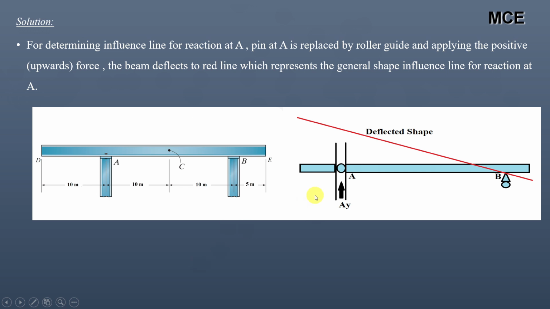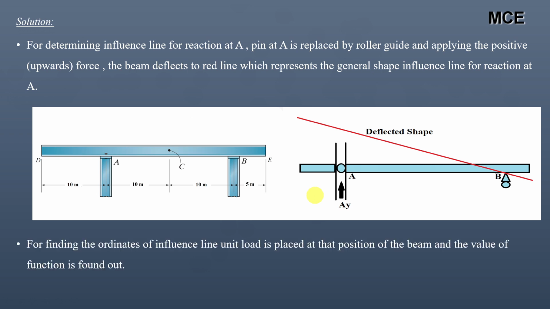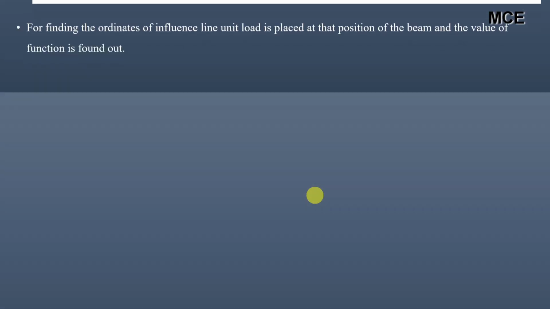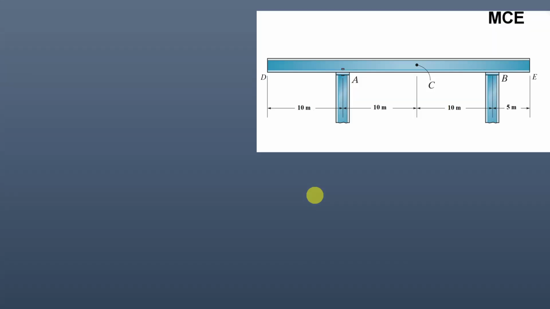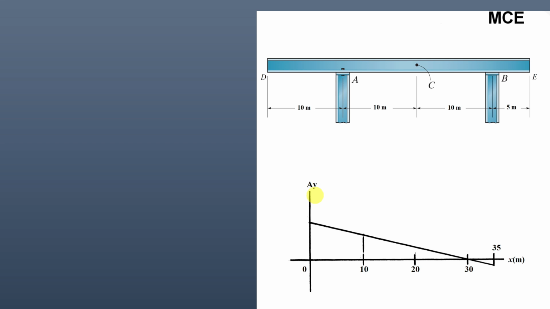This deflected shape represents the general shape for the influence line for reaction at A. After that, to find the ordinates for the influence line diagram, you will place the unit load at the position where you have to find the ordinate and then calculate the value of the function. For example, this is the beam and this is the influence line diagram for this beam. We have to find the ordinates at 0 meter, 10 meter and this 35 meter.